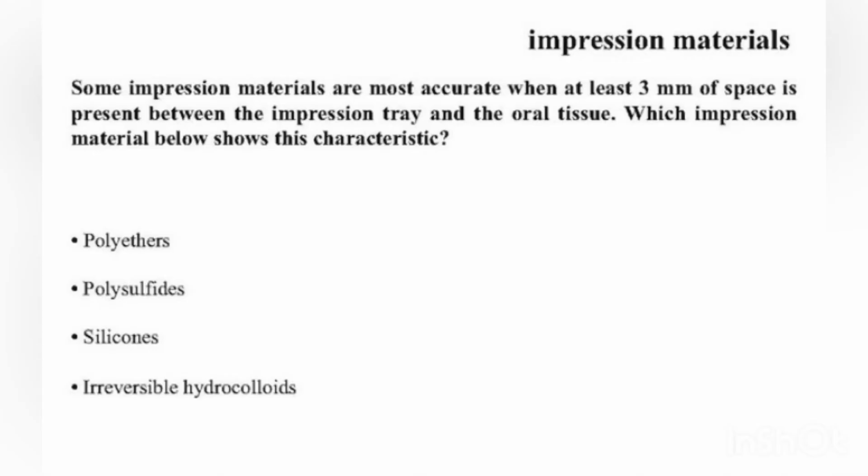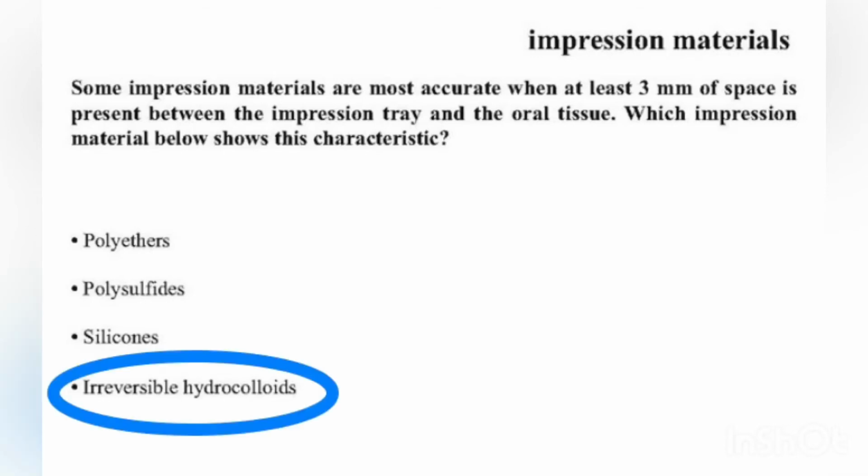So the next test. Some impression materials are most accurate when at least 3 mm of space is present between the impression tray and oral tissue. Which impression material below shows this characteristic? Polyethers, polysulfides, silicones, irreversible hydrocolloids. The answer is irreversible hydrocolloid.